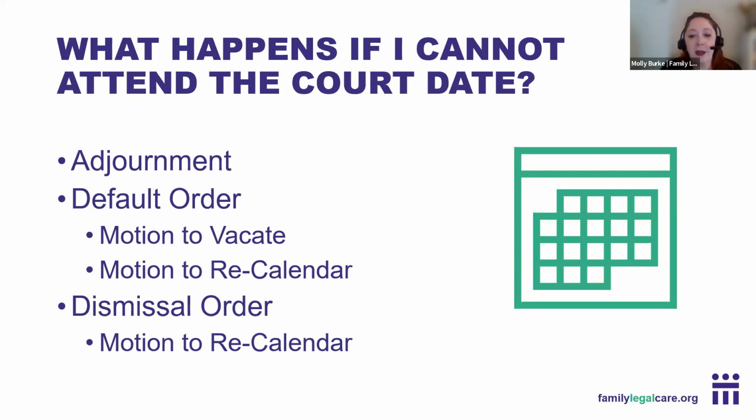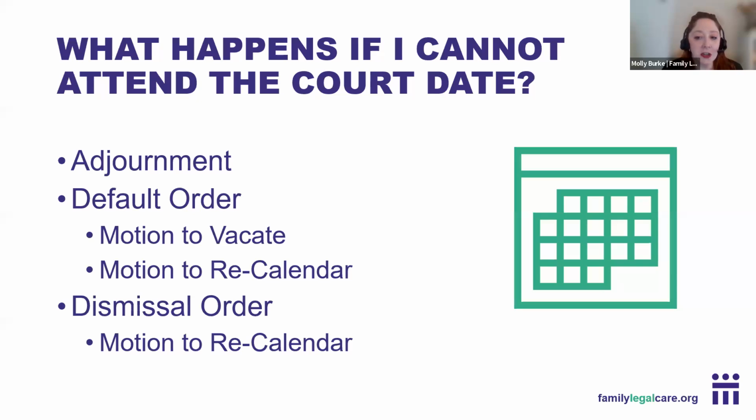The jurist can make an order without you present, without you there. This is called a default order, and generally this can happen if you are the respondent. Now, if this happens, you can file a motion to vacate the default order or a motion to recalendar. A motion to vacate the default order means you would file a motion asking the court to get rid of this default order or cancel it. A motion to recalendar is asking the court to reschedule your court hearing.